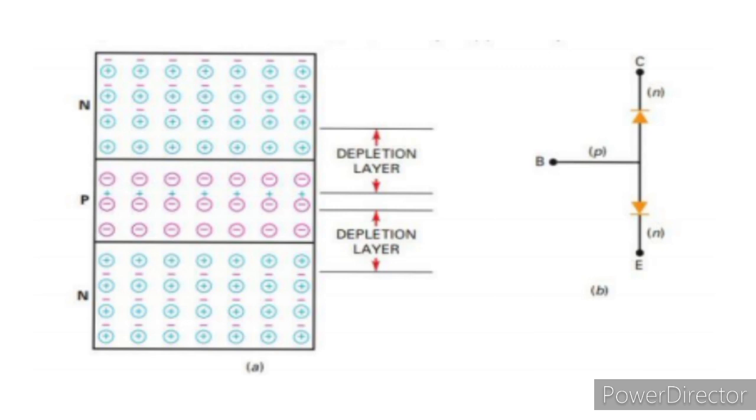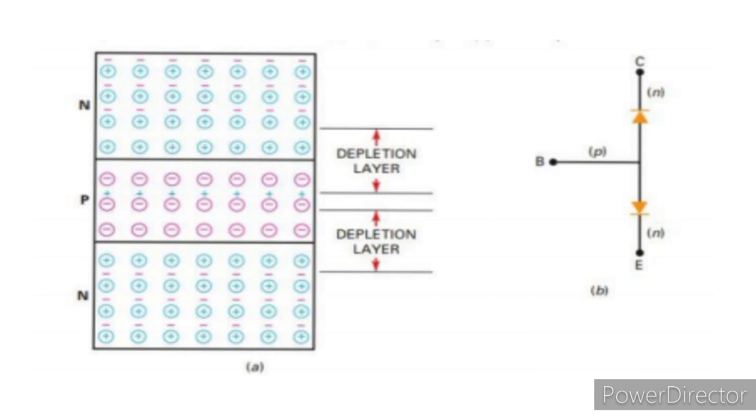The transistor in the figure has two junctions, one between the emitter and base and another between the collector and the base. Because of this, a transistor is like two back-to-back diodes. The lower diode is called the emitter base diode or simply the emitter diode. The upper diode is called the collector base diode or the collector diode.